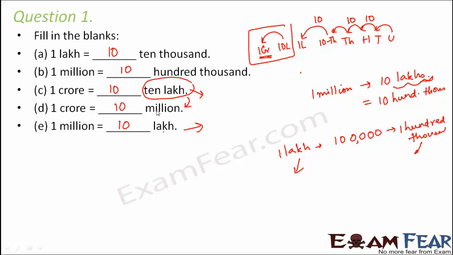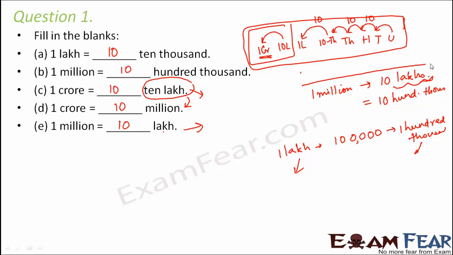So please understand these concepts. The only thing that you need to remember is this positioning, and every time you are moving from right to left, for every one jump you just keep multiplying by 10. That's pretty simple. And when it comes to million, just remember that 1 million is equal to 10 lakhs. Everything else you can derive from this.